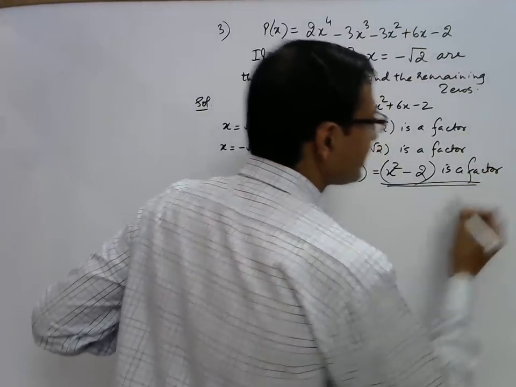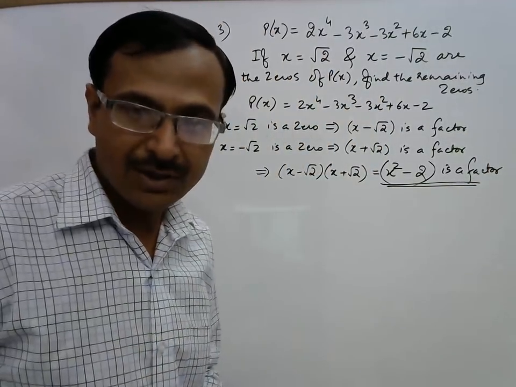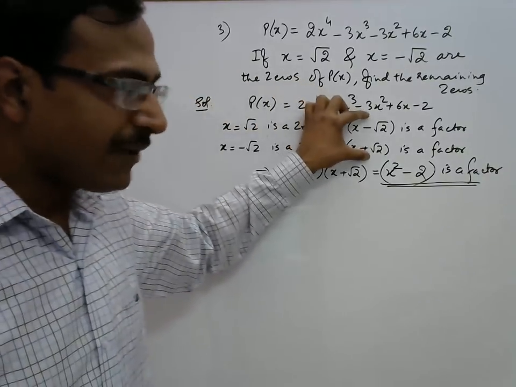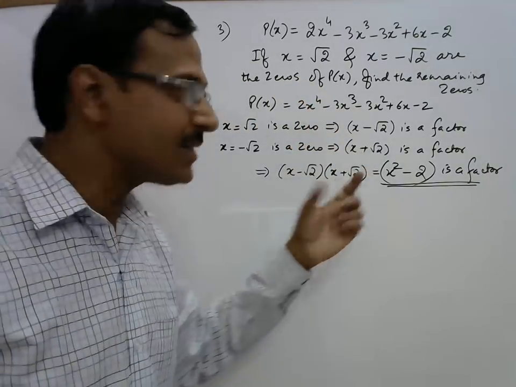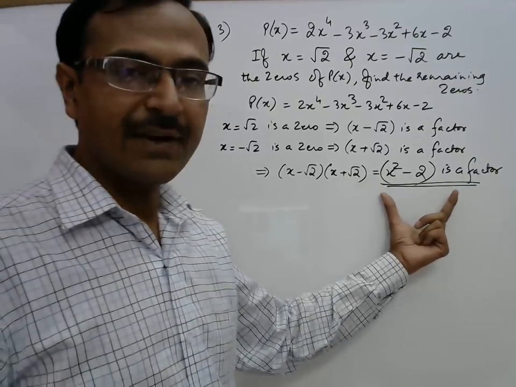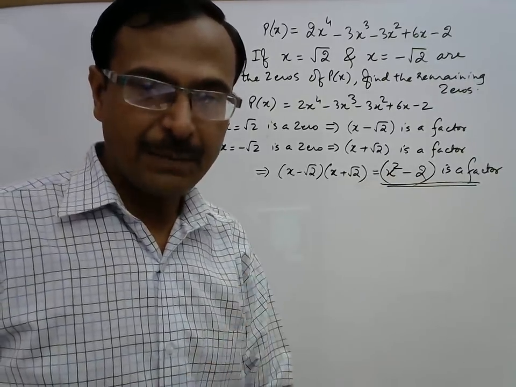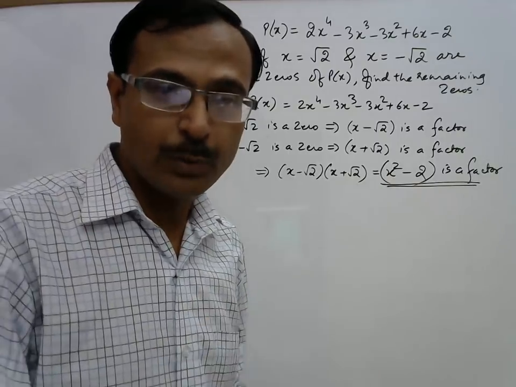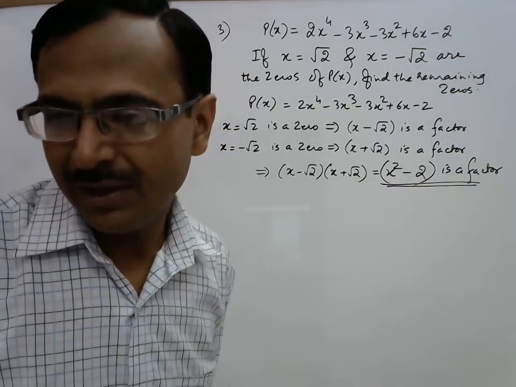See, this is what is required. We need to convert given two zeros into factors and then the two factors into a single factor. Once you do that, you get a single factor, and now we can repeat the procedure which we have done for cubic polynomials.